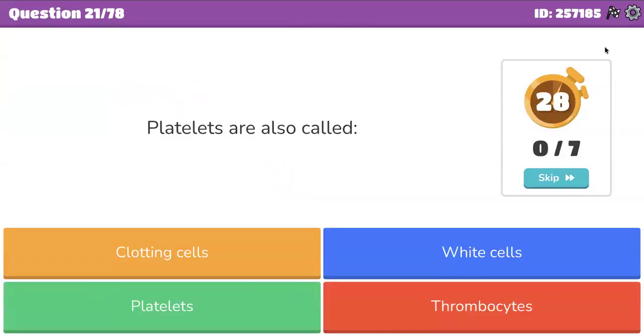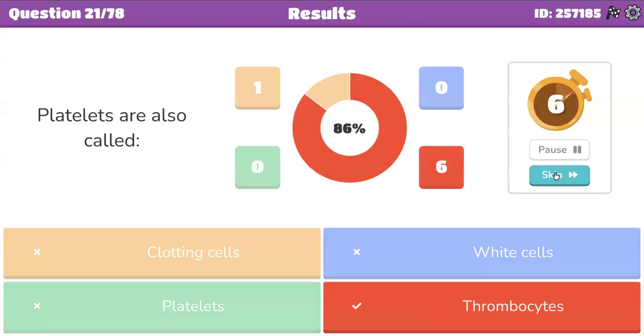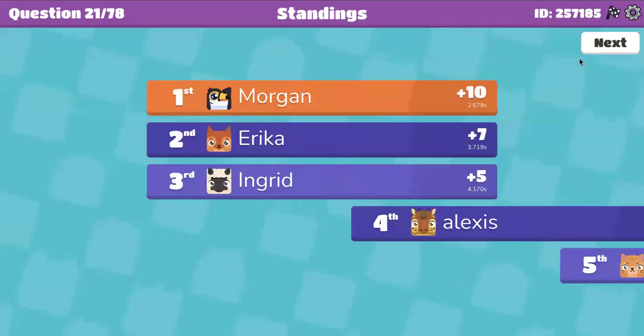Platelets are also called what? They're also called clotting cells, white cells, platelets, thrombocytes. Yeah, they're also called thrombocytes.